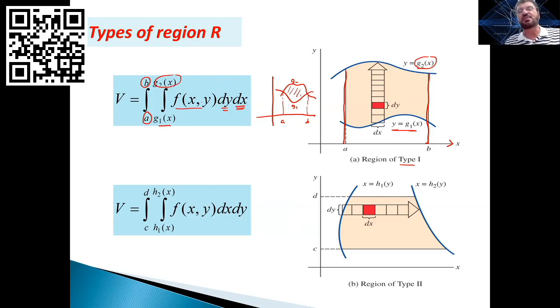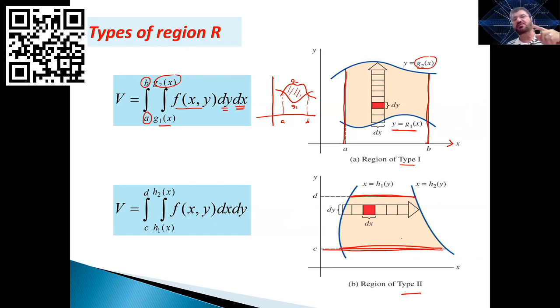The inside is going to be the top of the surface, which is Z as a function of X and Y, but the base is a region in the XY plane of type 1. Also, the region of type 2 can be the opposite. On the y-axis, from C to D, so this is the region, by the way, from here to here.